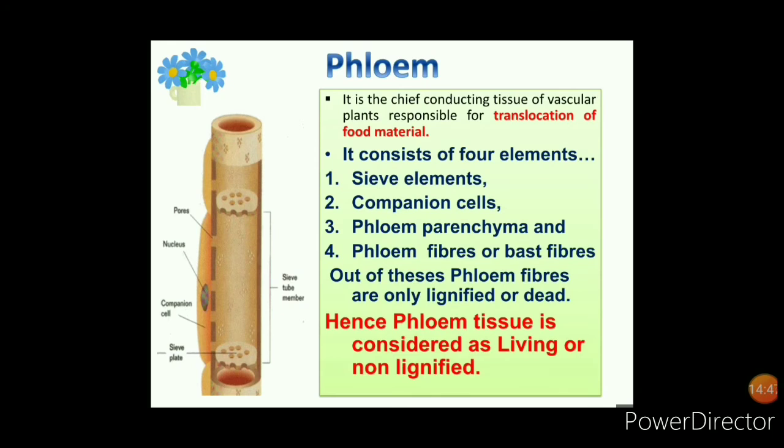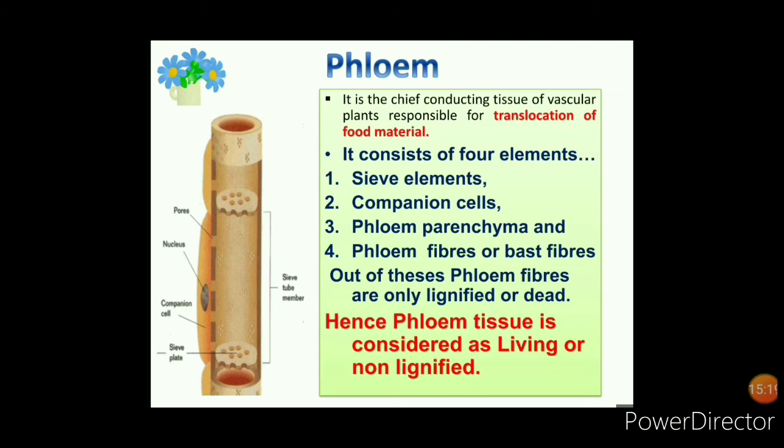The second important complex tissue in plants is phloem. It is the chief conducting tissue of vascular plants, responsible for translocation of food material which is already prepared in leaves. It is translocated to each and every plant part through the phloem. It consists of four elements. First one is the sieve elements, second one is the companion cells, third one is the phloem parenchyma, and fourth one is the phloem fibers or bast fibers.